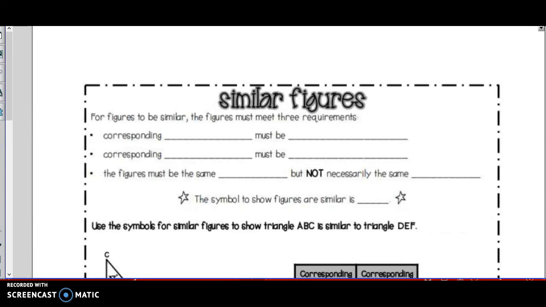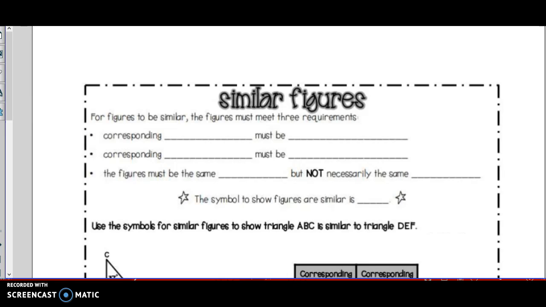In this lesson, we'll be learning about similar figures. And when we have similar figures, we'll be able to use proportions to solve for different side lengths. But let's first learn a little bit about similar figures. For figures to be similar, the figures must meet three requirements.